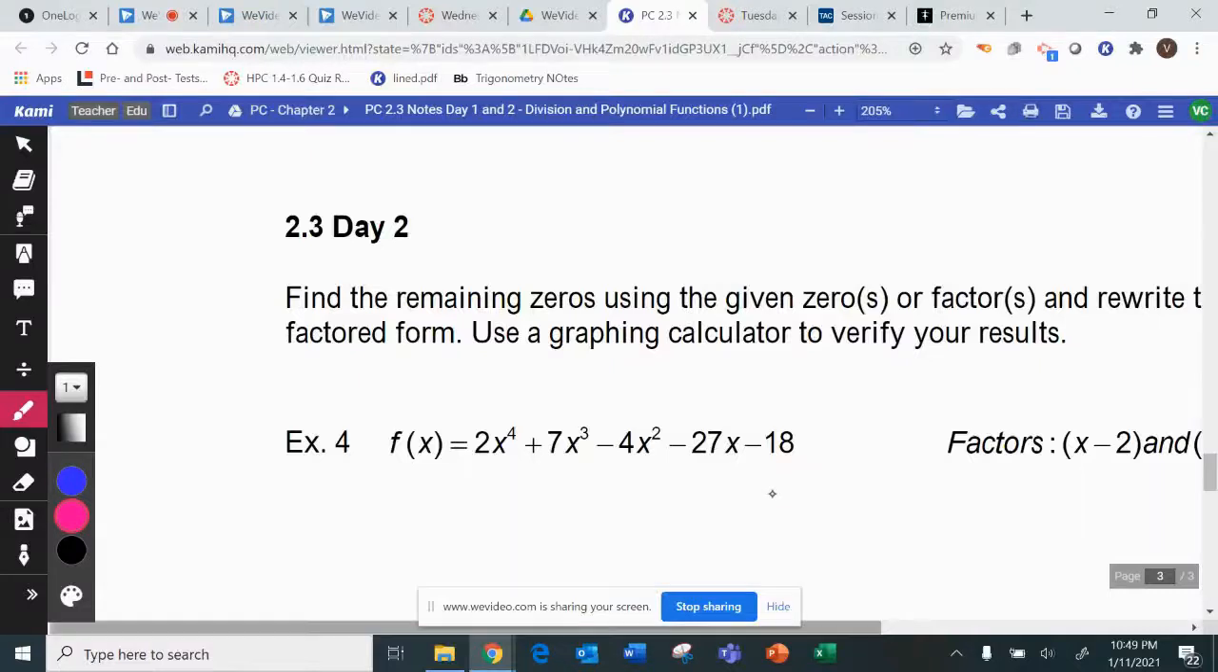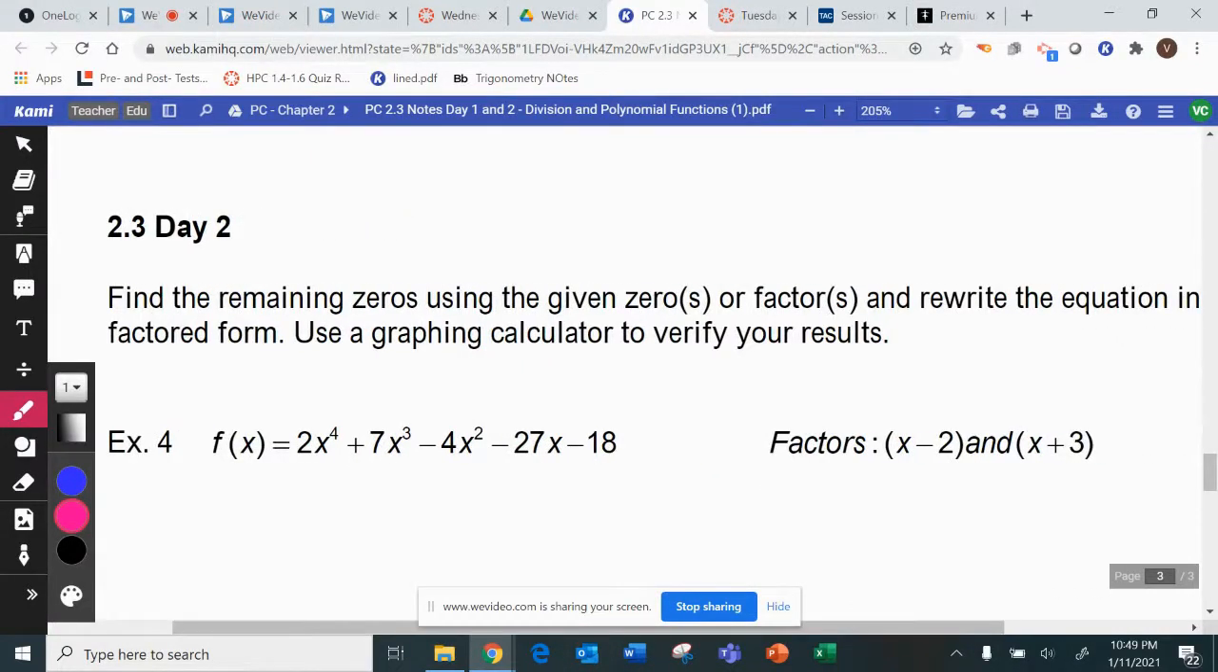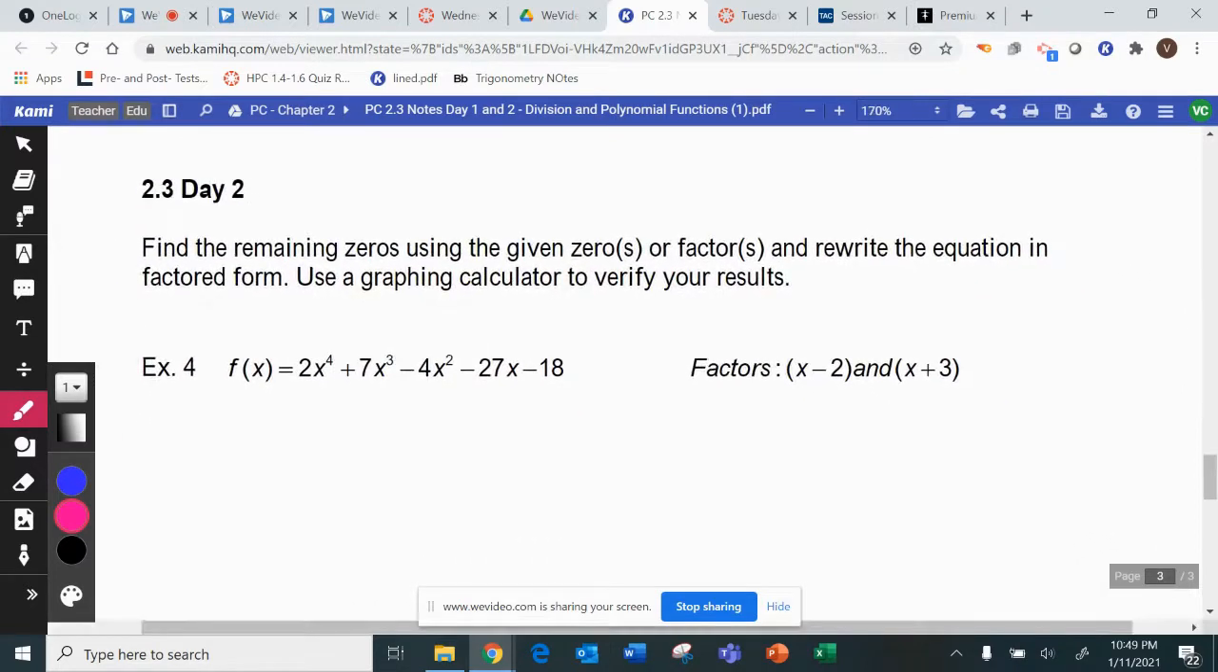All right, welcome back, pre-calculus. This is section 2-3, day 2. We're going to finish up those section 2-3 notes. And for this, you are going to use your calculator to verify your results.